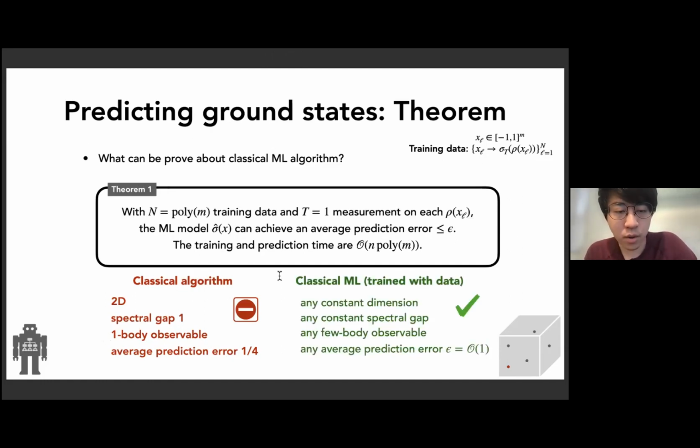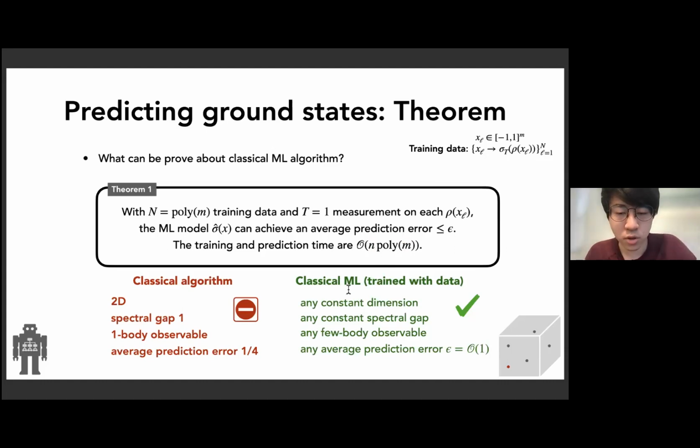However, in the paper, we proved the following theorem. We showed that with a polynomial number of training data and one randomized measurement on each of the quantum states, the machine learning model after training can achieve an average prediction error of epsilon, where epsilon could be an arbitrarily small constant. Furthermore, the training and prediction time are polynomial in small m and linear in small n.